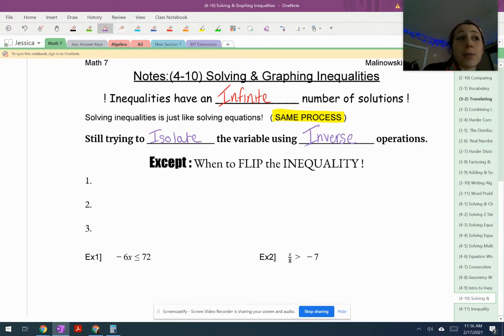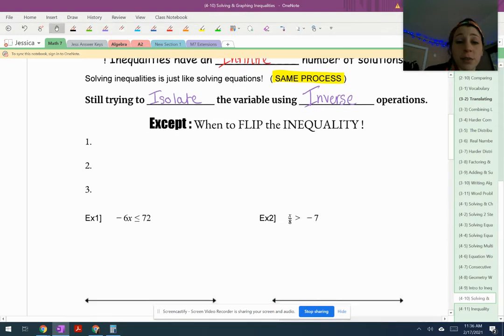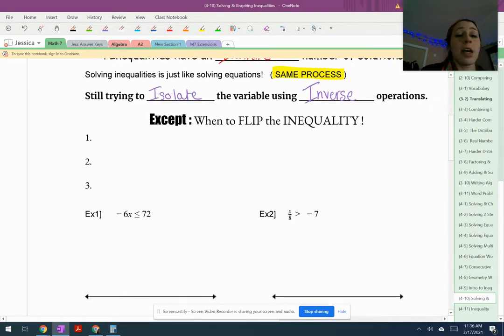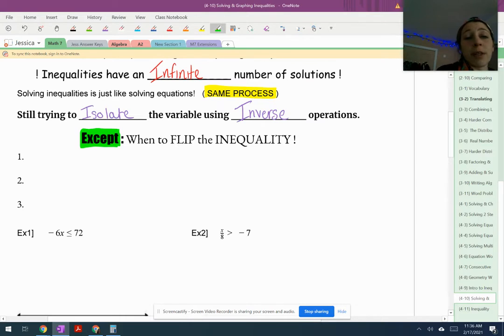So everything is basically the same. When you're solving equations, you're still trying to get the variable alone. You're still doing the opposite. Except there's one difference, of course, because there's always one exception to every rule. There is a situation where you have to flip the inequality.